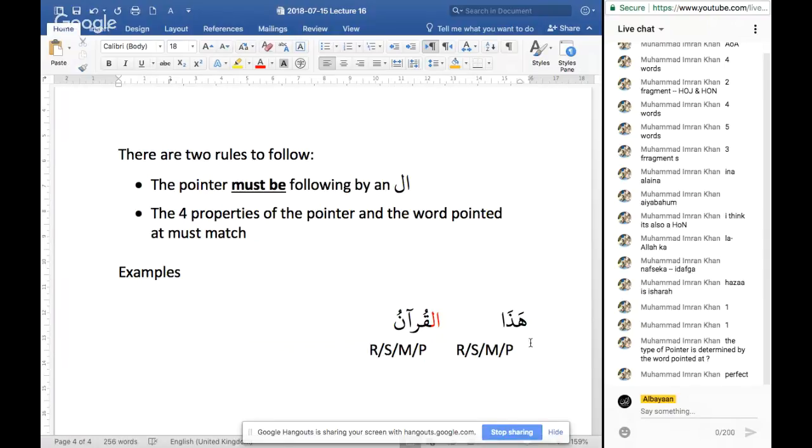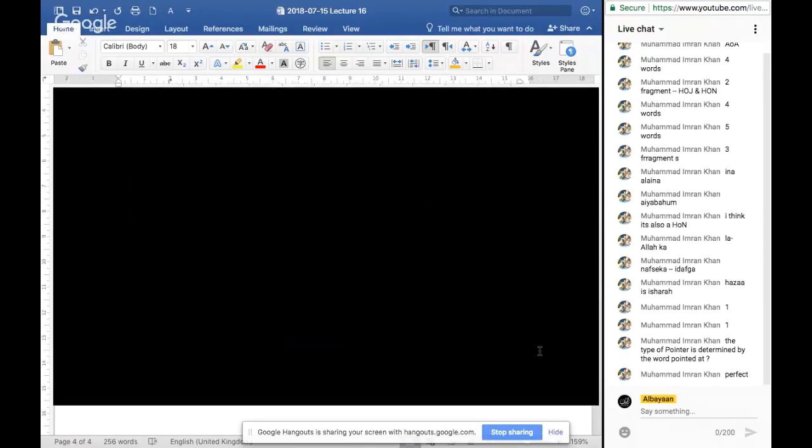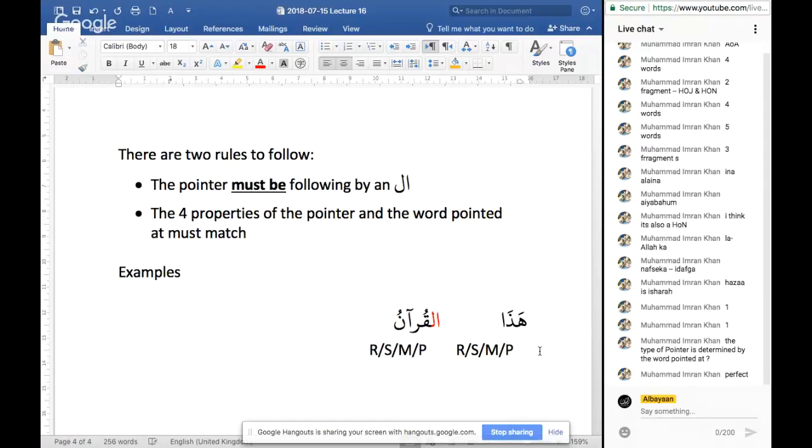Haza and Al Quranu have the same four properties. And immediately, as soon as you saw the pointer, you saw a word having an al. Now this would be translated to "this Quran." This Quran. Because this is a fragment, it's not a sentence. Okay, it's a fragment. This would mean "this Quran."